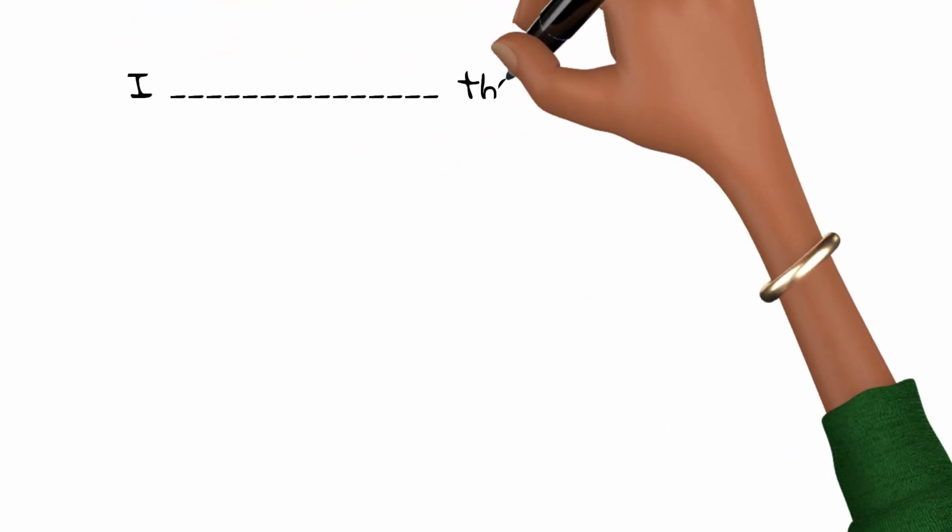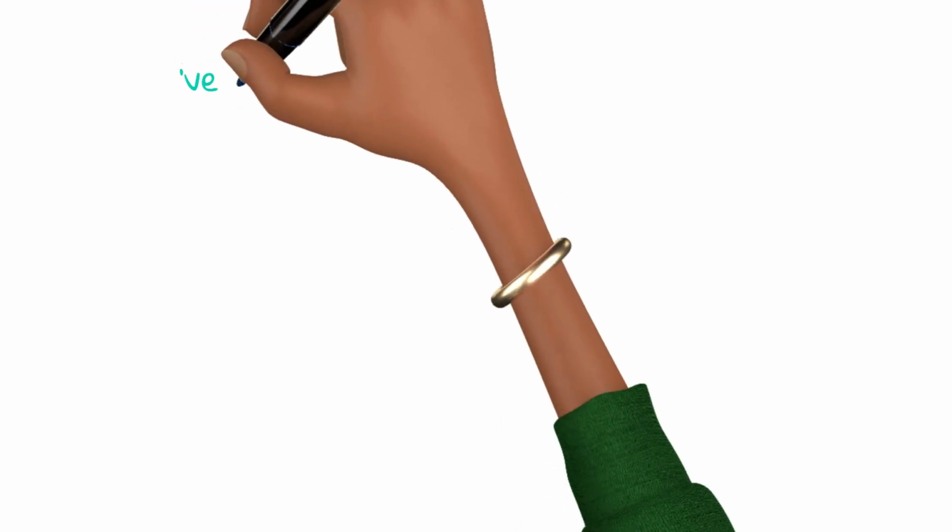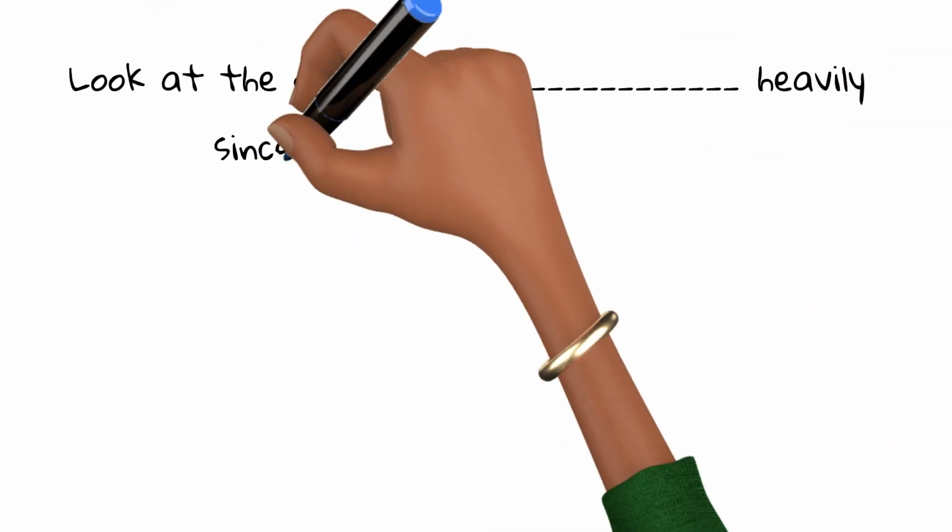I've been calling the manager all day. Where is he? And the last one. Look at the garden. It has been raining heavily since early this morning. However, if you said it has rained heavily since early this morning, it's not wrong. It just does not emphasize the continuous aspect of the action. That is all, but it's not incorrect though.